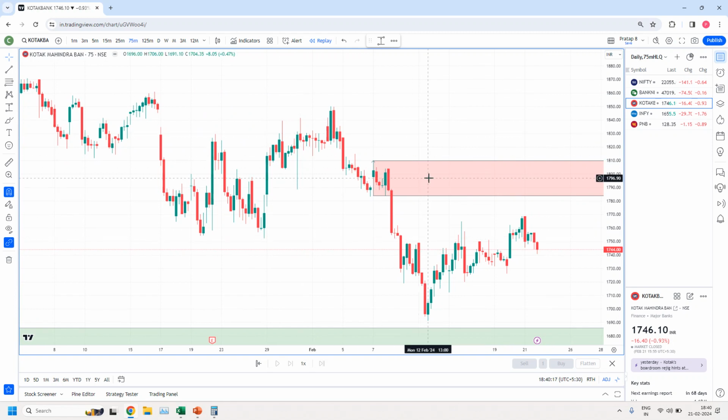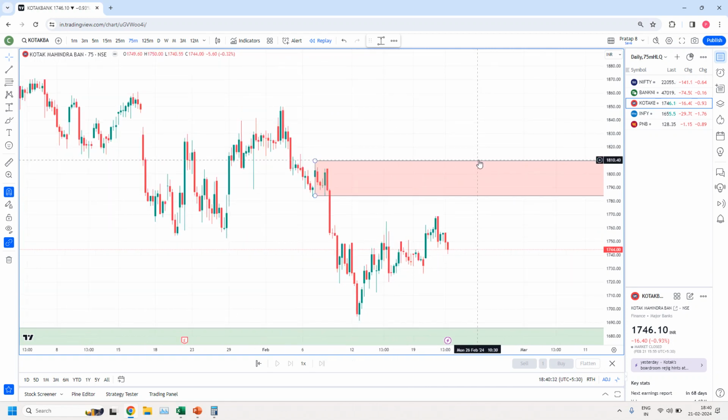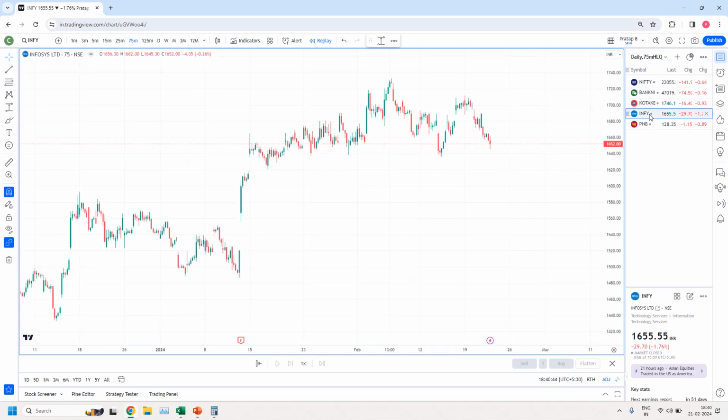We will leave it. Sometimes institutions may create a new 75 minute supply zone inside this and push the prices down. In the retracement, we can expect a trade, but at this point of time, we can't take a trade in this zone. If institutions do not create a new 75 minute zone, mostly this zone will be violated. And the next stock is NIFTY.